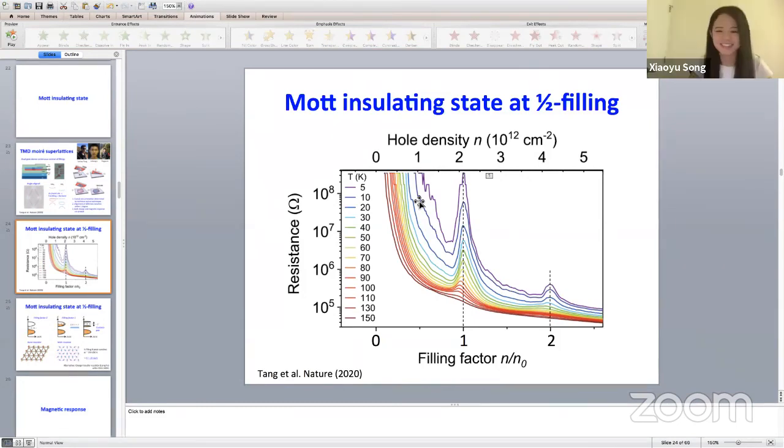Yeah. Okay, thank you. And the next question is also from an anonymous attendee. So why is full filling more resistive than half filling?